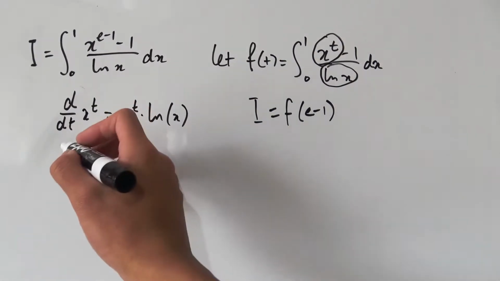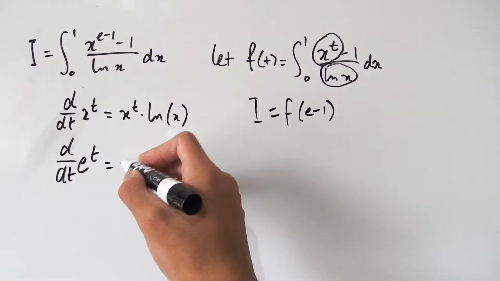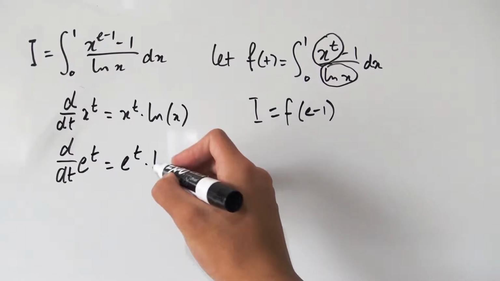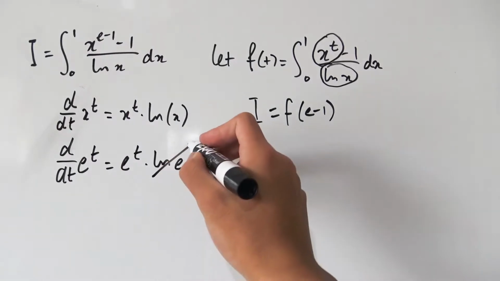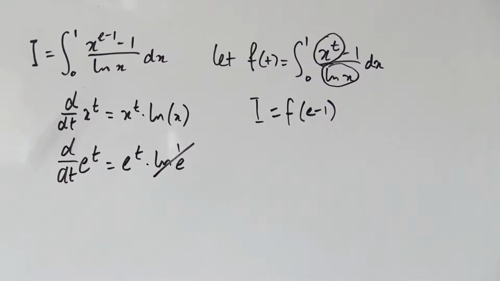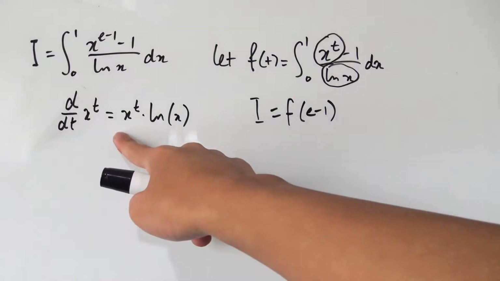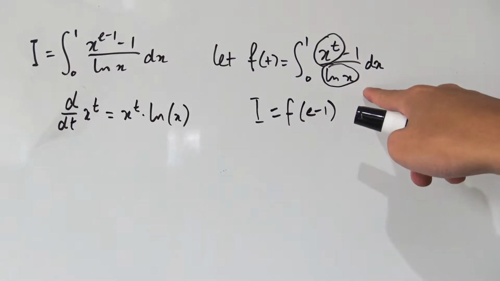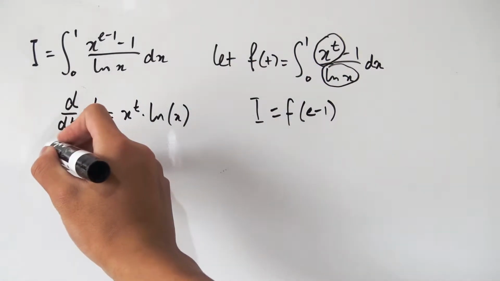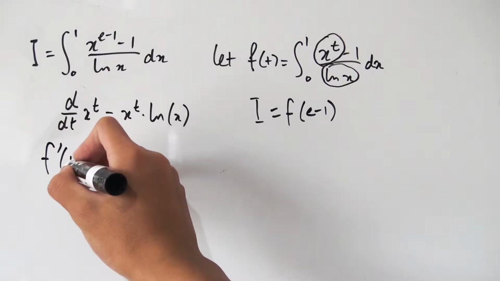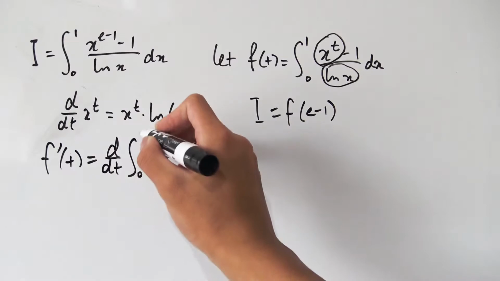So it's kind of like taking the derivative of e to the t. You're just going to get your original function back times an extra factor of natural log of the base, which is e, but natural log of e is just 1. So derivative of e to the t is just e to the t. So maybe we can take advantage of this to deal with this integral right here. So why not differentiate our function f in terms of t? So if we take f prime of t, well that's just the derivative of this integral.